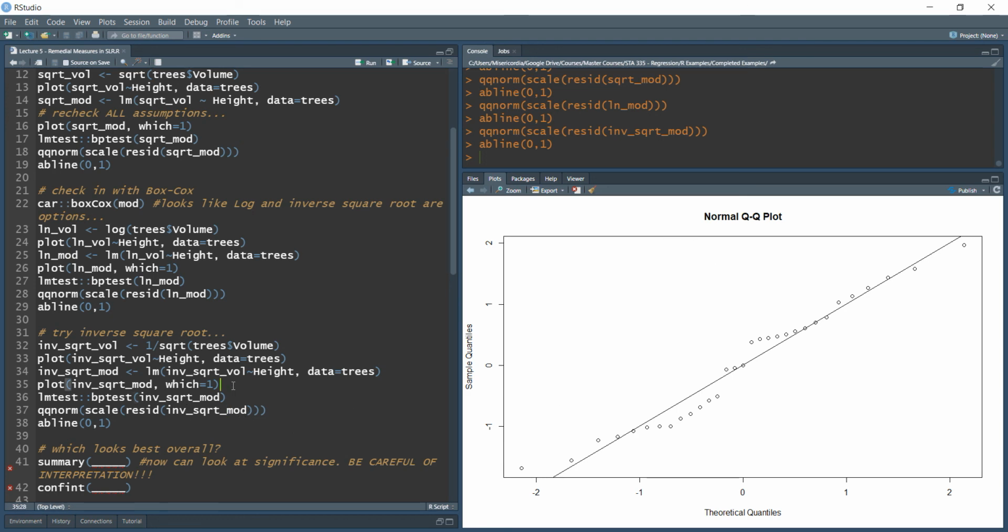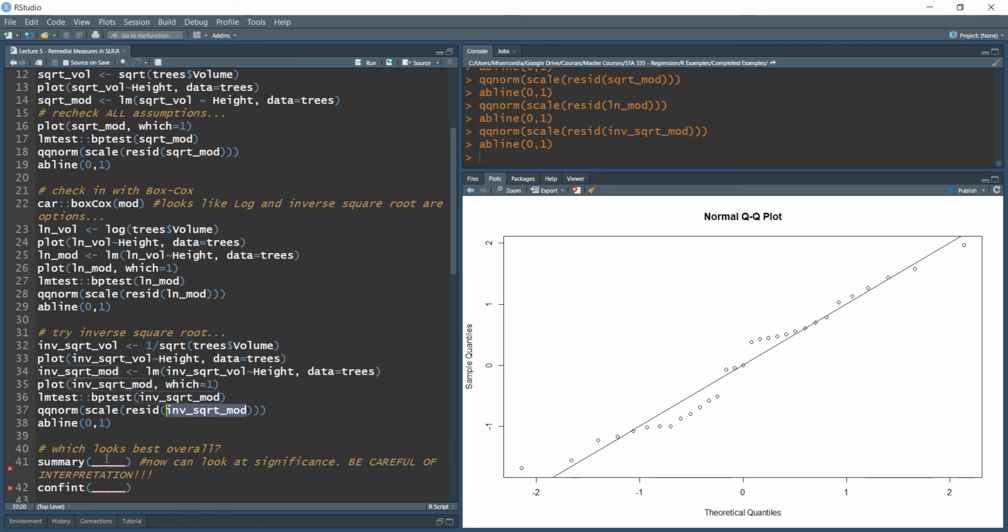Not because of the homogeneity of variance. All three of these address it. The square root addresses it the least. The natural log addresses it better than the square root, such that we don't have a statistically significant violation, and the inverse square root addresses it even better than that. But I would pick the inverse square root because of the three options, it is the one that least impacts my normality assumption.